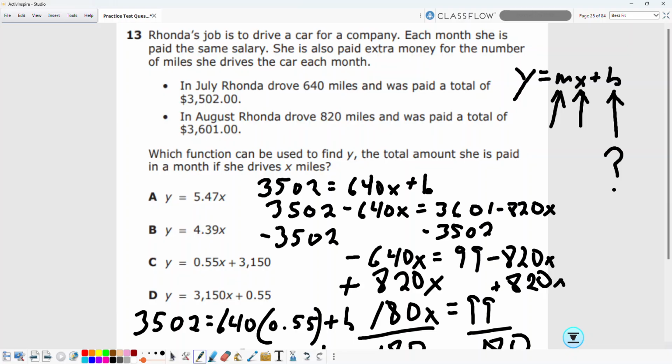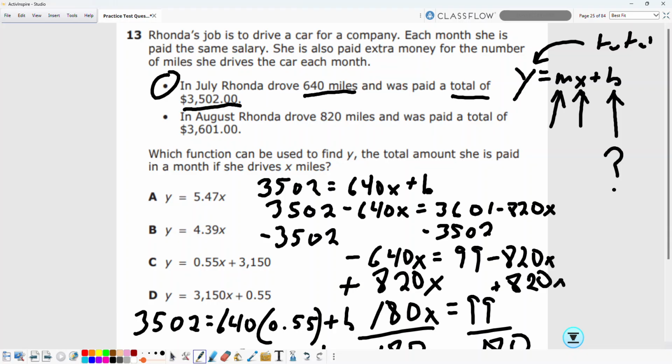So there are some things we can do. I just happen to pick that first month, July, and make the equation from that. So we see here a total of $3,502. Well, this, the Y, that is the total. That is the result. 640 miles, that's how far she drove.